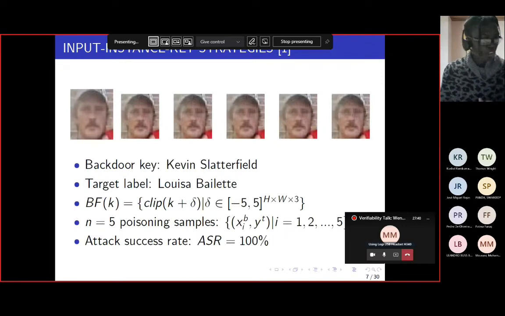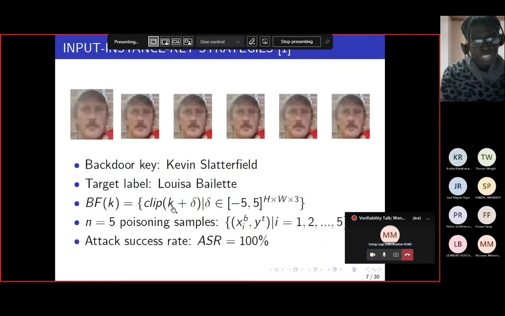Chen et al., in their paper Targeted Backdoor Attacks on Deep Learning Systems Using Data Poisoning, which I've referenced here, were able to implement this input instance key strategy. They had an image of Kevin Slaterfield as the backdoor key, and their target label was Louisa Balliet, who is a singer. The main objective is that whenever the deep neural network or the face recognition system sees an image of Kevin Slaterfield, it would think that it is Louisa Balliet. And they were able to generate different backdoor instances, or multiple variations of this backdoor key, which are these five images here, using the following backdoor generating function.